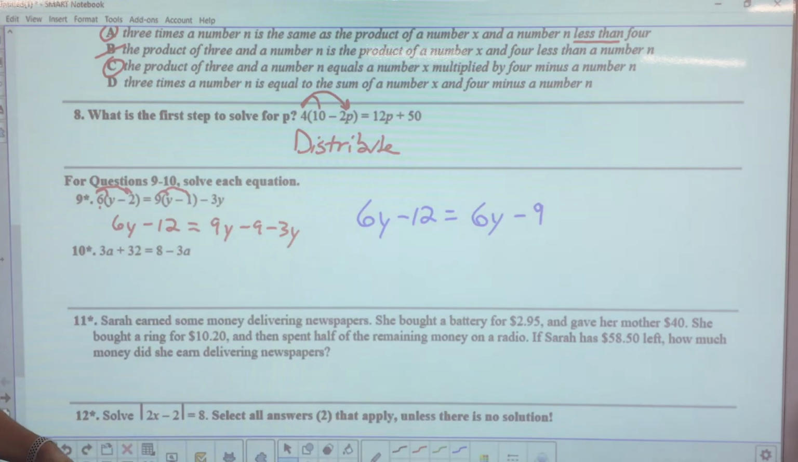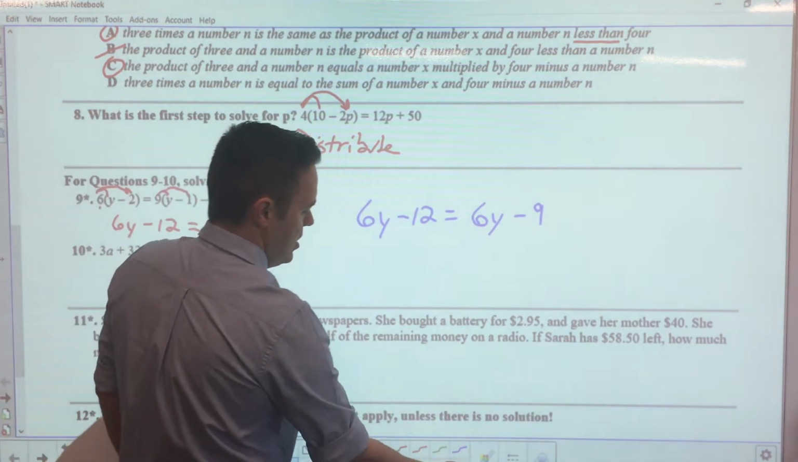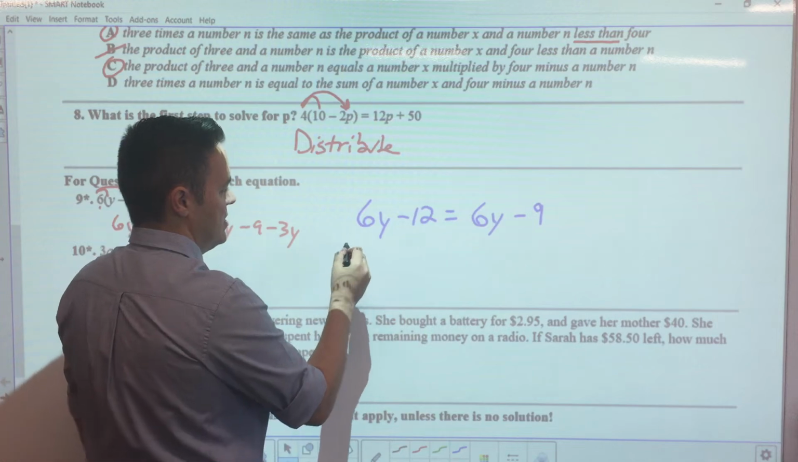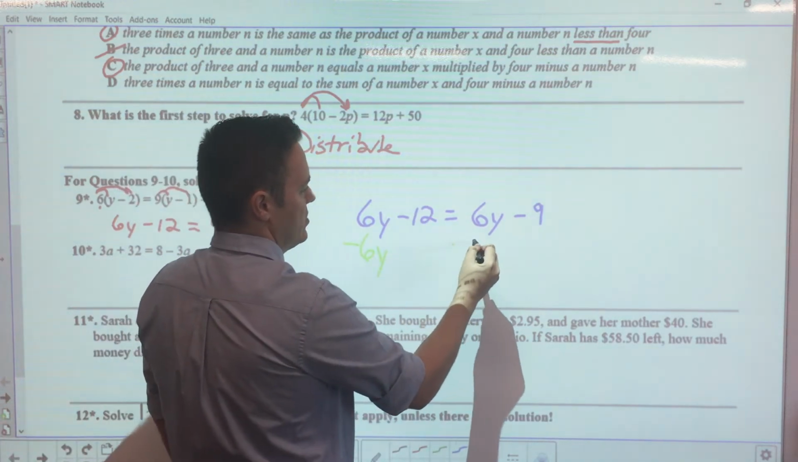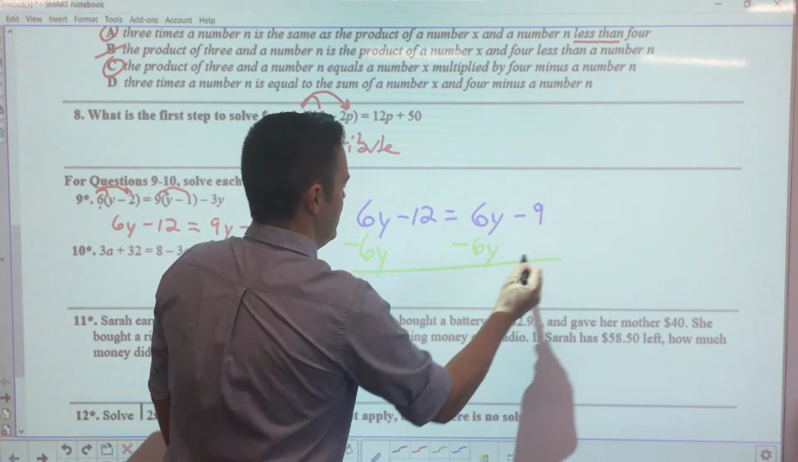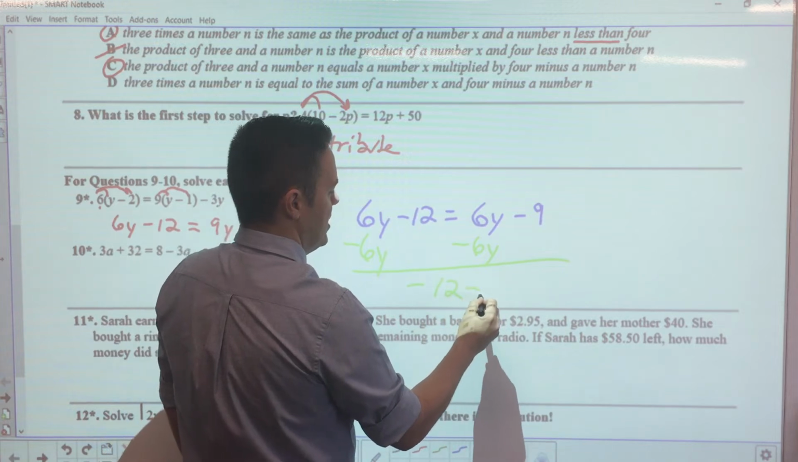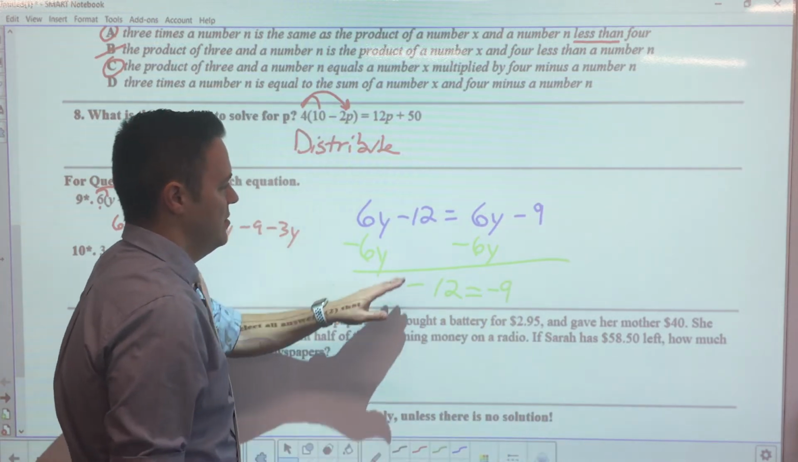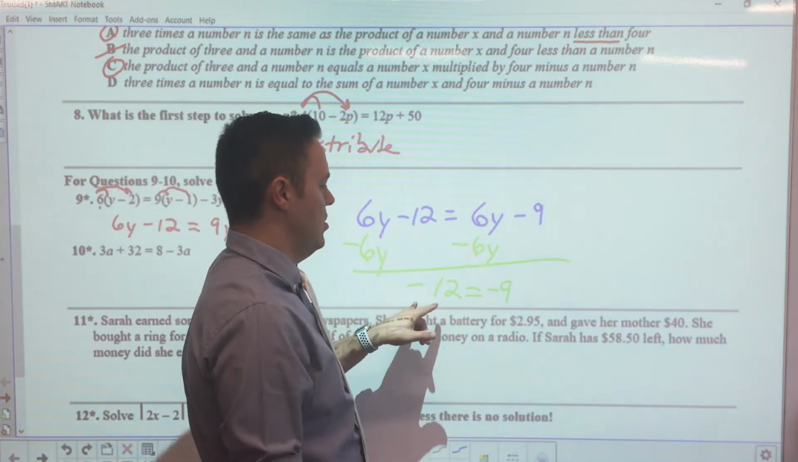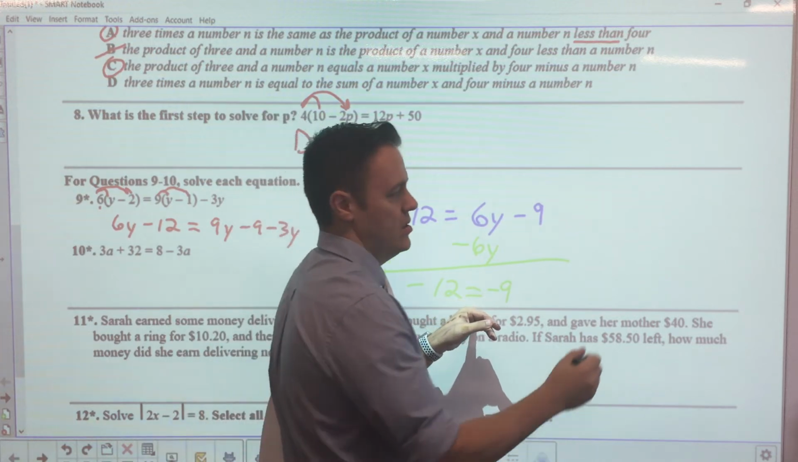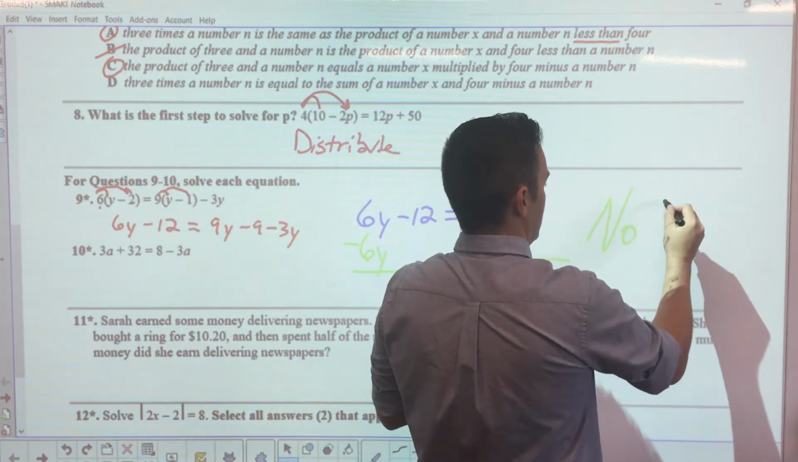So what I see from here, okay, you guys can probably tell what's going to happen is your next step would be to subtract 6y from both sides. When you do that, you're going to get negative 12 equals negative 9. Because the variables cancel out. Do you remember what this is? No solution.